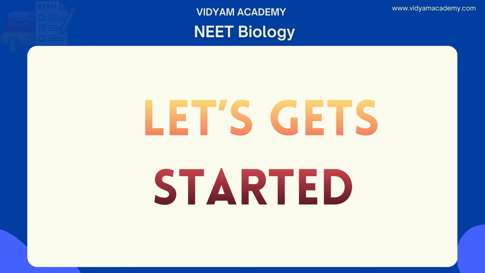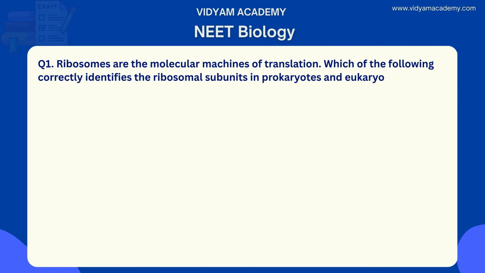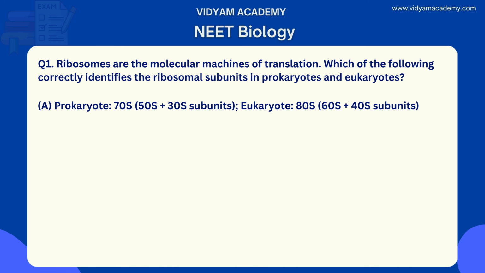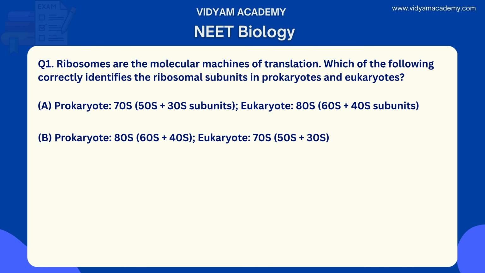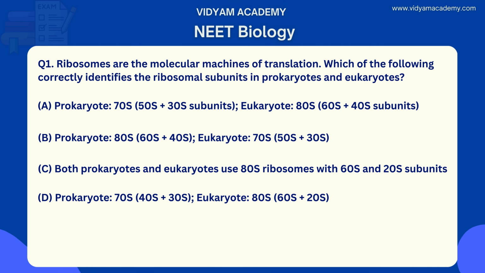Let's get started. The first question: ribosomes are the molecular machines of translation. Which of the following correctly identifies the ribosomal subunits in prokaryotes and eukaryotes? Option A, prokaryote 70S, eukaryote 80S. Option B, prokaryote 80S, eukaryote 70S. Option C, both prokaryotes and eukaryotes use 80S ribosomes with 60S and 20S subunits. Option D, prokaryote 70S, eukaryote 80S.